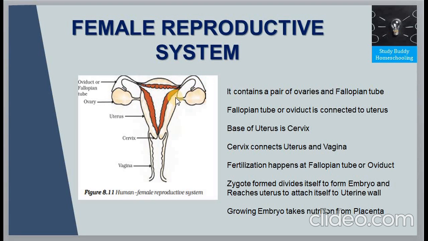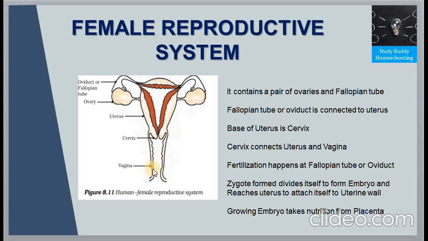So there's a pair of ovaries and a pair of fallopian tubes. This fallopian tube is connected to the uterus. The uterus is a very important part. This is where the embryo attaches itself. The lower part of the uterus is known as the cervix. And here you have the vagina.